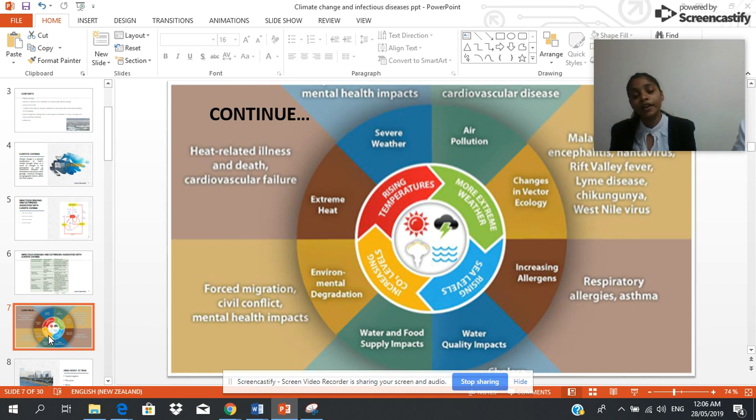When we look at rising sea levels, they can increase allergens, and they can impact water quality. Because of the water quality impact, it can directly lead to cholera outbreaks and Campylobacter outbreaks, such as waterborne diseases. And because of increasing allergens, it can directly lead to respiratory allergies and asthma.